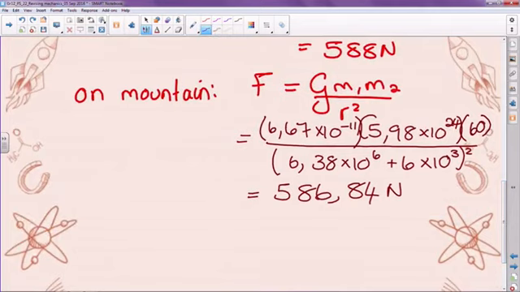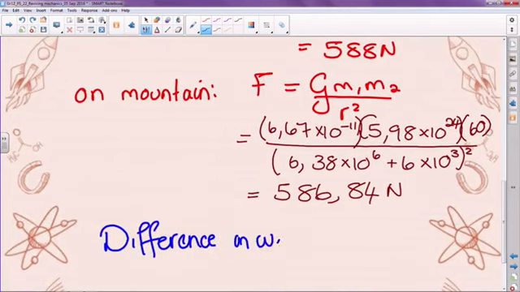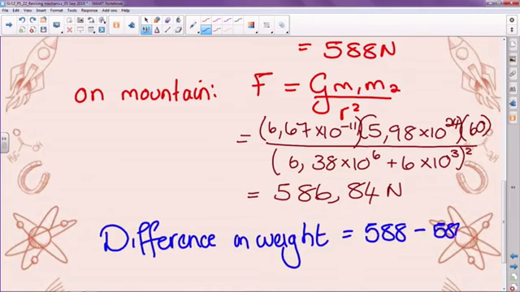So we go, well, his difference, because now we're answering the question, difference in weight is going to be big one, 588, minus little one, 586,84. And that gives me 1,16 newtons.